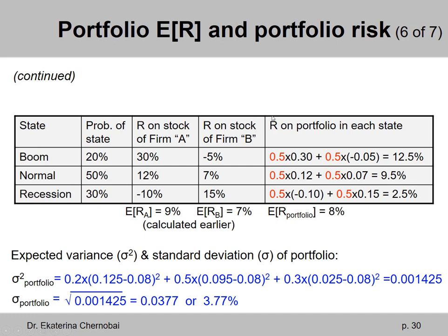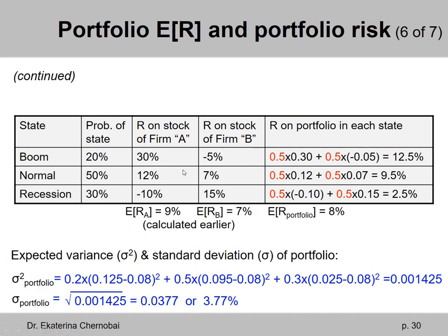Now, my third question is, can you lose money if you buy both A and B? Well, let's look at the portfolio returns. 12.5%, 9.5%, 2.5%. No, we can never lose money. That's great, right? So why can we never lose money?